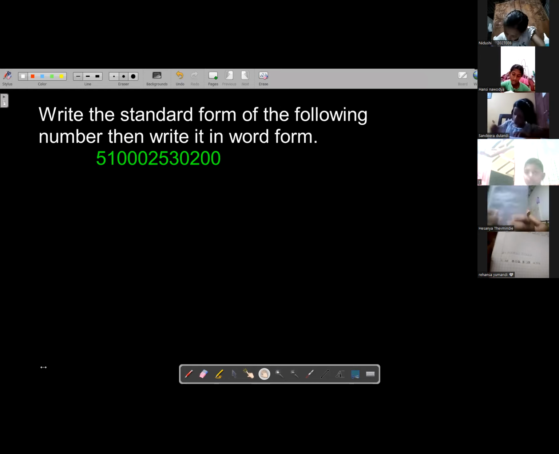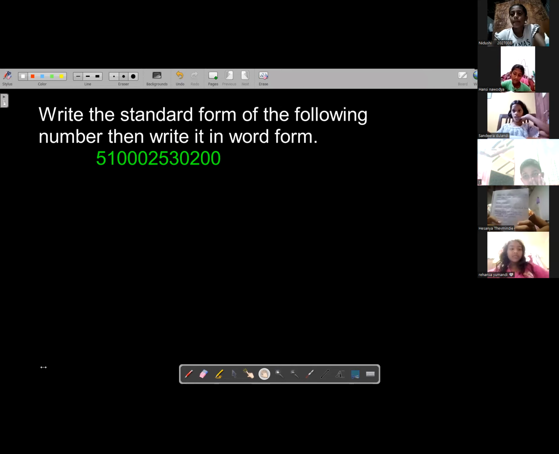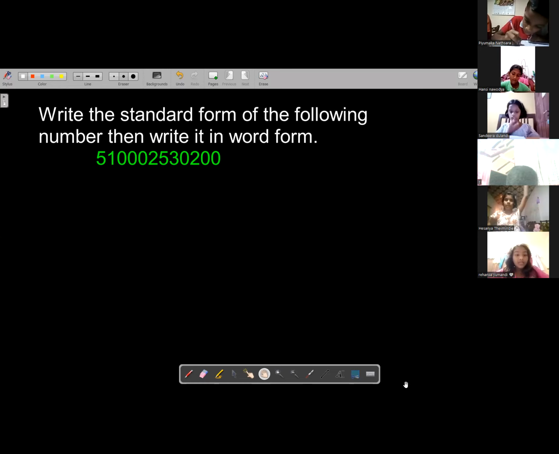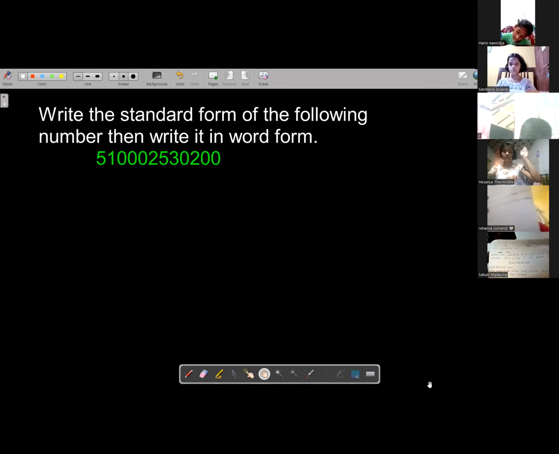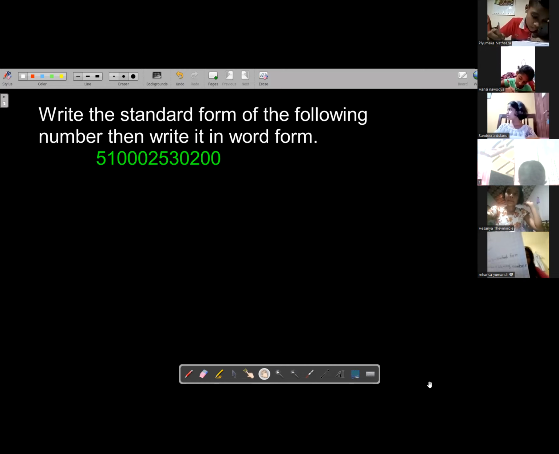Rehansa finished, no? Okay. Rehansa, can you tell me what is the number this one? Word form, can you tell me? Can you read this number in word form? You asked for the written answer, right? Okay. Hesanya, can you read the number? Yes, sir. 500 billion, 2 million, 130,200. Yes, okay. Thank you.